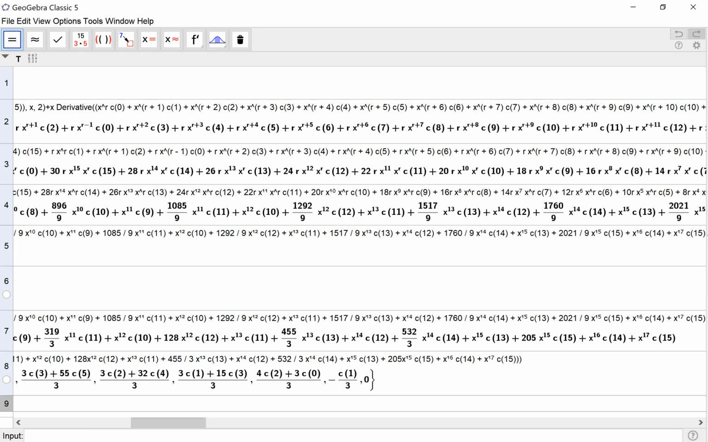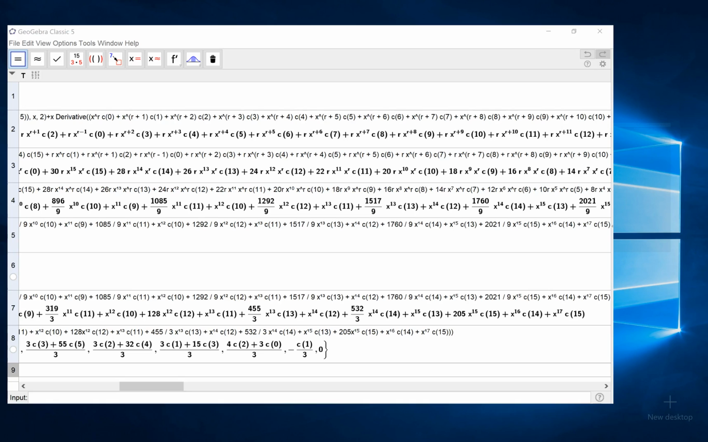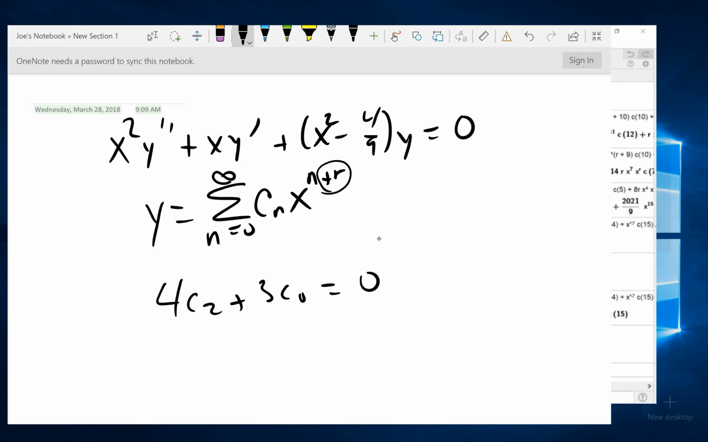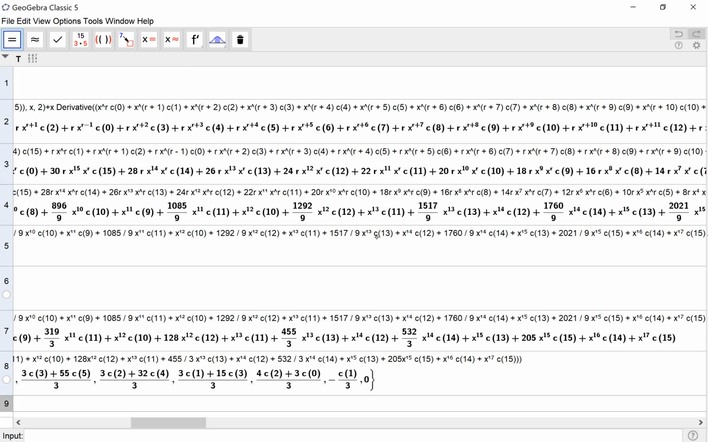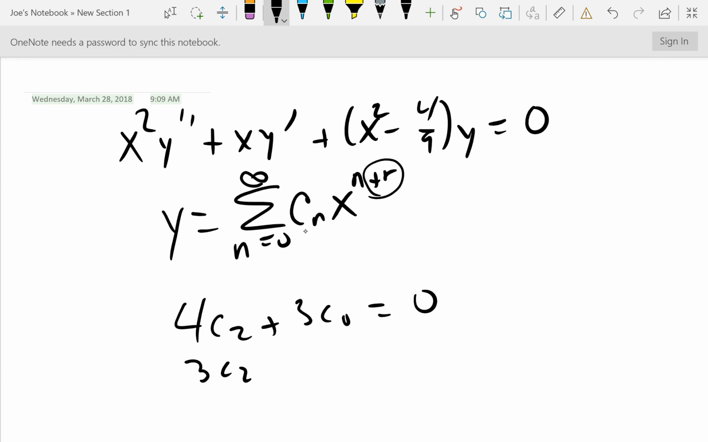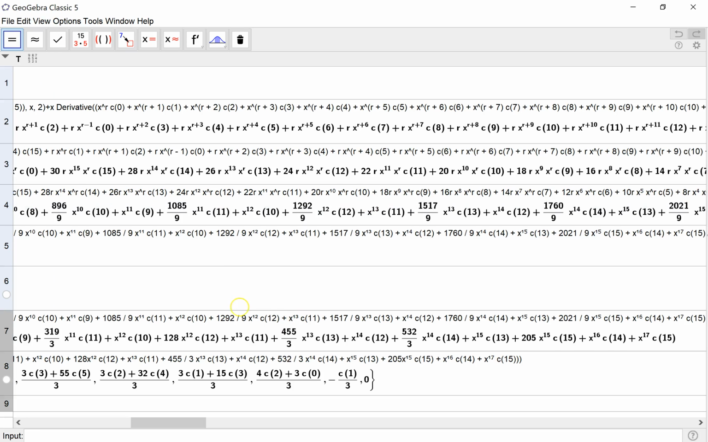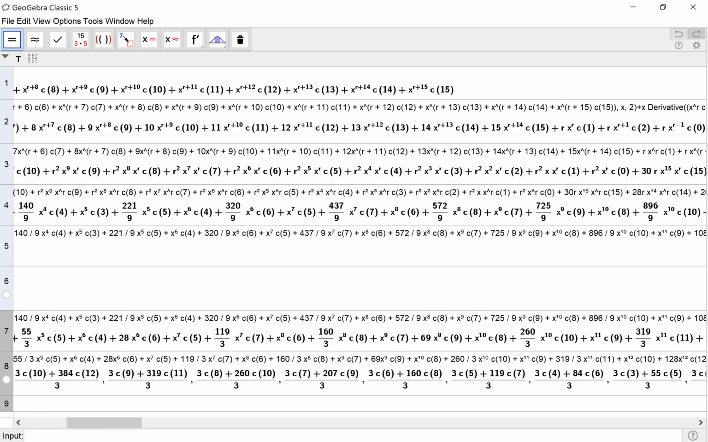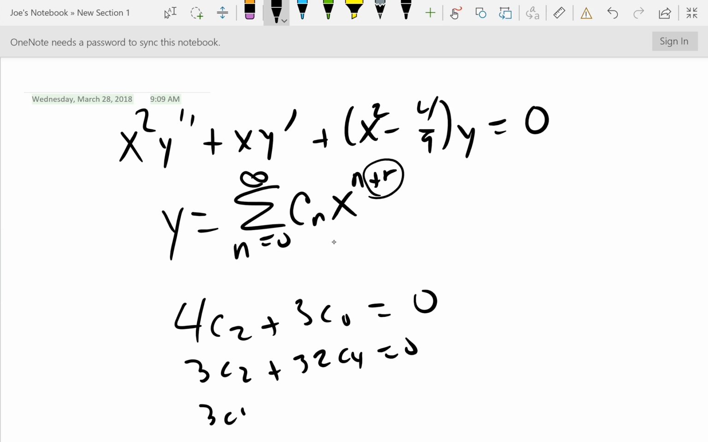So we have the 4C2 plus 3C0 over 3. So 4C2 plus 3C0 would have to be 0. I can ignore the over 3 part because I could just multiply it to the other side. Flip back over again. We would have 3C2 plus 34C4 is 0. Flip back over. We have 3C4 plus 84C6 is 0. And so on. At this point, this will give us 4 terms, so we might as well stop.